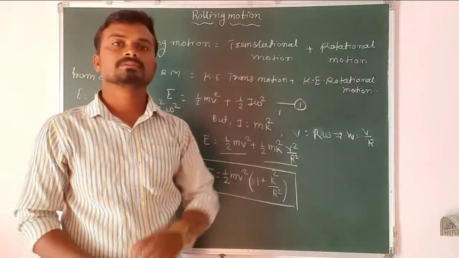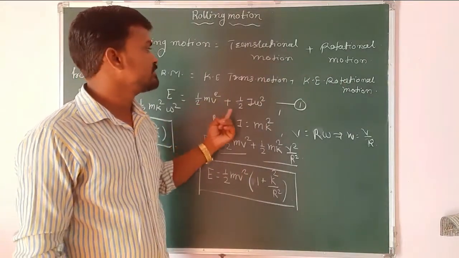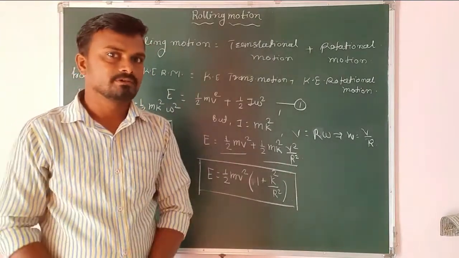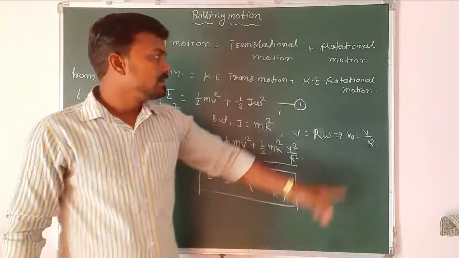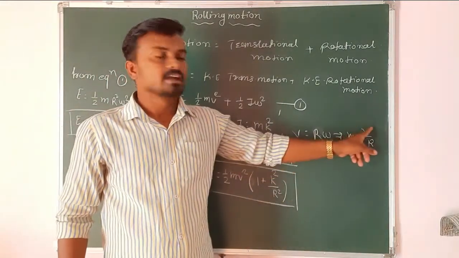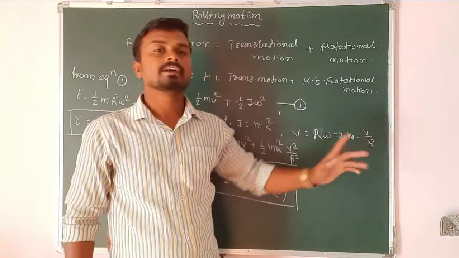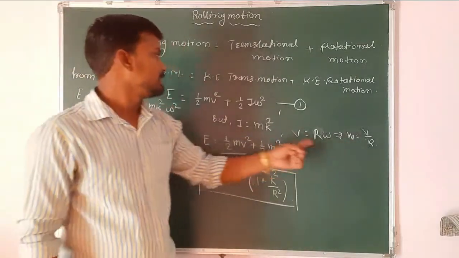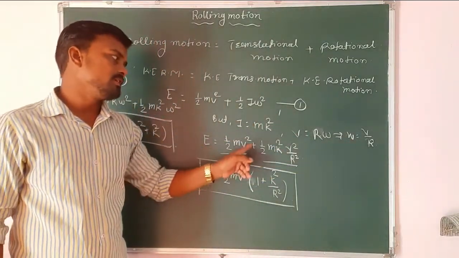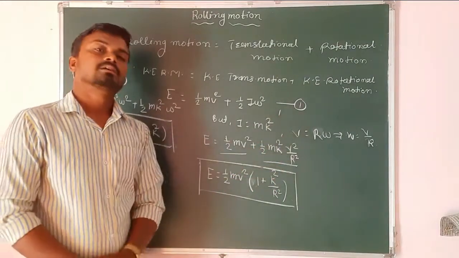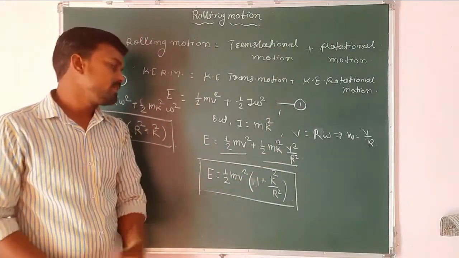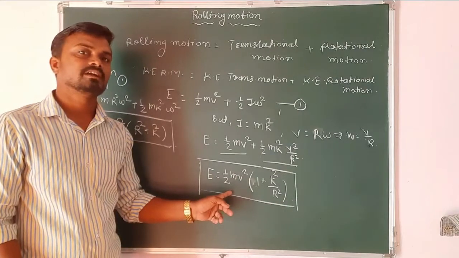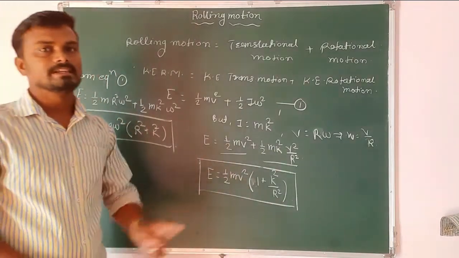Put those values in this equation and we get E is equal to 1 by 2 m v square plus 1 by 2 I omega square. In the place of I, we can put m k square, where k is the radius of gyration, and in the place of omega we can put v by r, by the relation v is equal to r omega. By putting those values of I and omega in equation 1, we get E is equal to 1 by 2 m v square plus 1 by 2 m k square into v square by r square. Now by taking common 1 by 2 m v square, in bracket we have 1 plus k square by r square, and this is the expression for kinetic energy of rolling motion in terms of linear velocity.